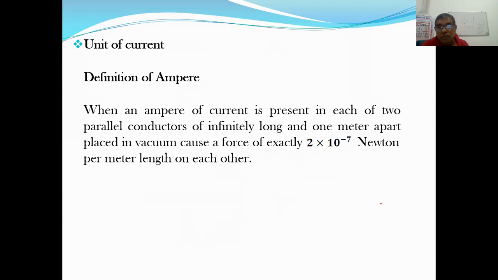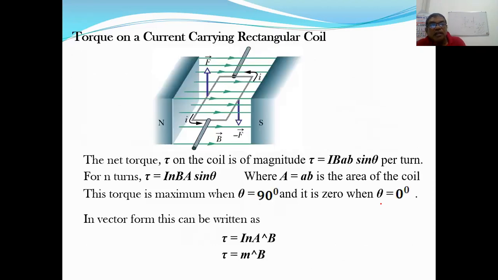If the force is equal to 2 into 10 to the power minus 7, then we can say 1 ampere is actually passing through there. It is happening when 1 ampere is passing through each of these parallel conductors, right? Each of the parallel conductors.